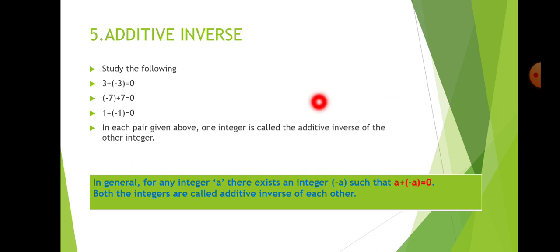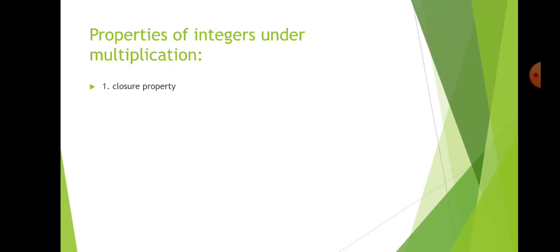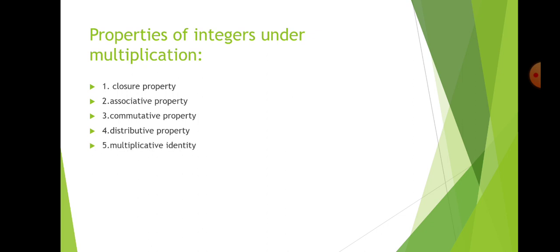Okay children, now going to the next concept, that is integers under multiplication. So first one is closure property, associative property, commutative property, distributive property, multiplicative identity, multiplication by 0. Now going to the first one, that is closure property.